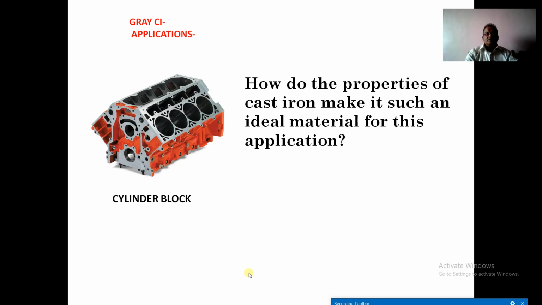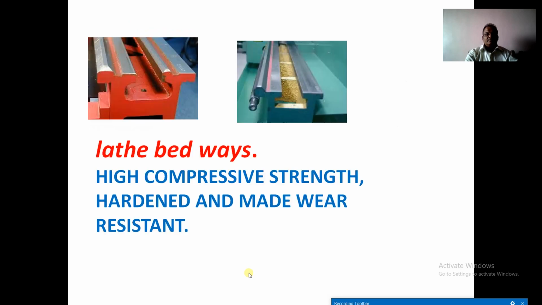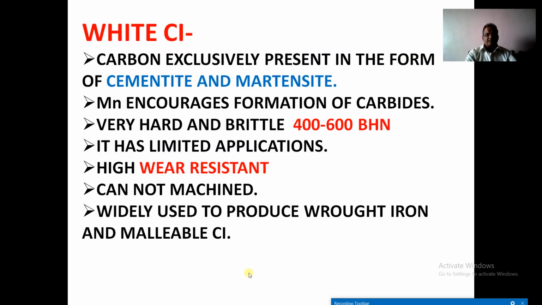How do the properties of cast iron make it such an ideal material for these applications? Basically it is a casting block. Bedways and guideways we are observing here have high compressive strength; they are hardened and made wear resistant. There is always a sliding contact of the tool post over this, or the saddle, etc.